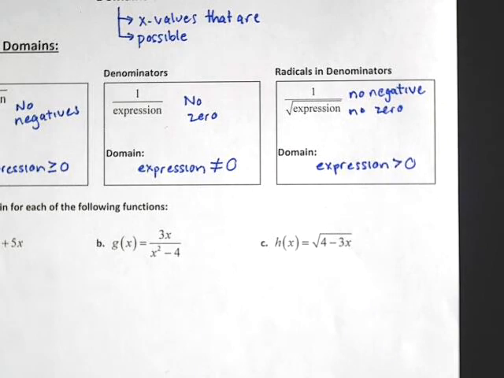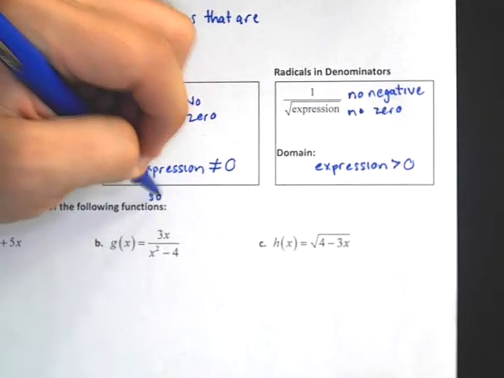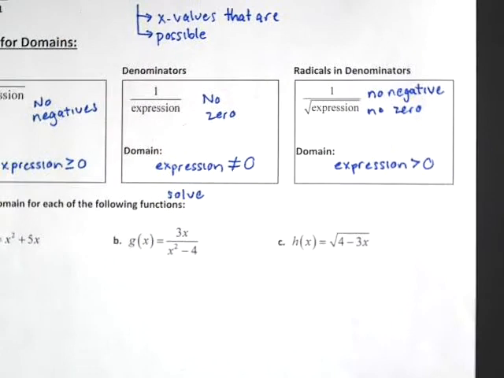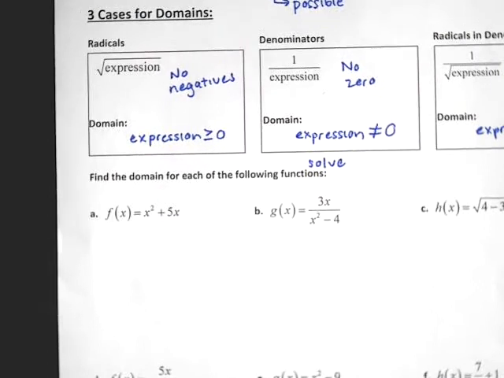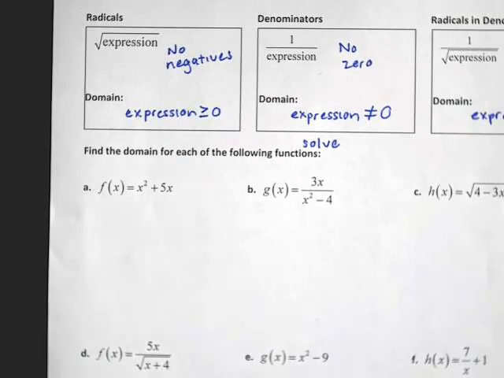Now, there is some solving. Once you have all of these set up, you are going to go ahead and solve to help you get the domain. So let's look into this now. Something like letter A. F of x equals x squared plus 5x. All right. Is there anything under a radical? Is there anything in a denominator or a combination?